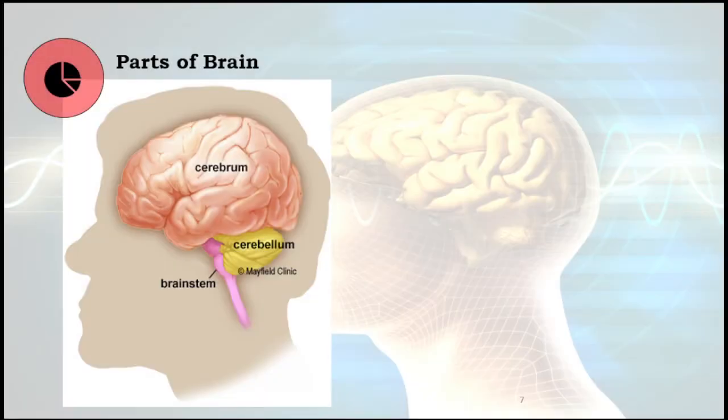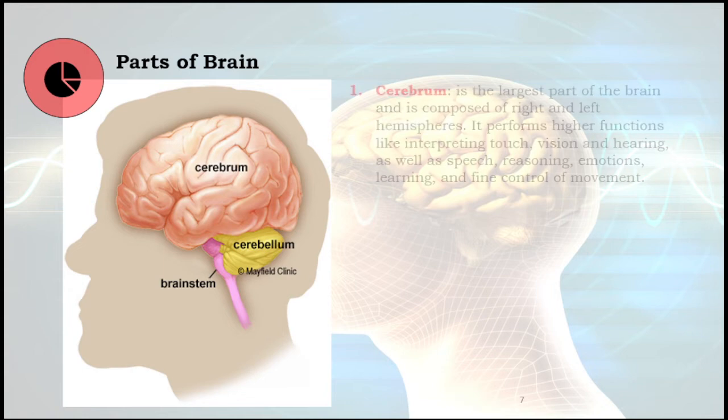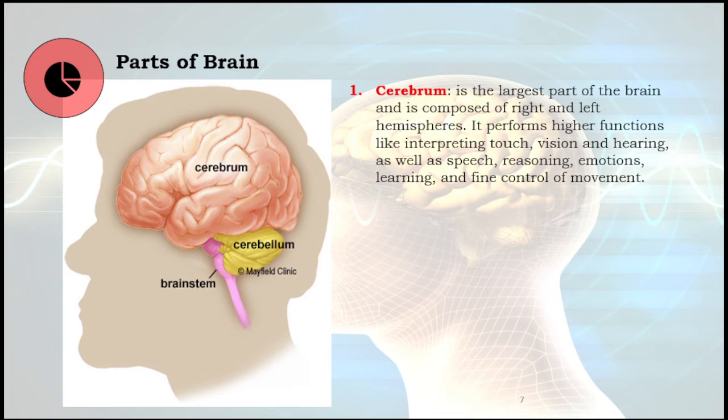Let us now talk about the different parts of the brain. As you can see in the illustration, it is divided into three. We have the cerebrum, the cerebellum, and the brainstem. What is a cerebrum? A cerebrum is the largest part of your brain. It is divided into the right and the left hemisphere.